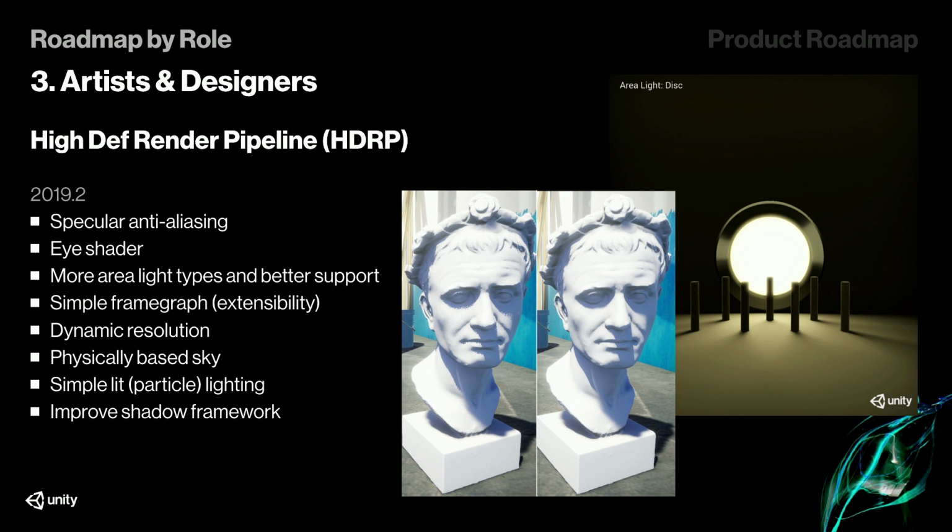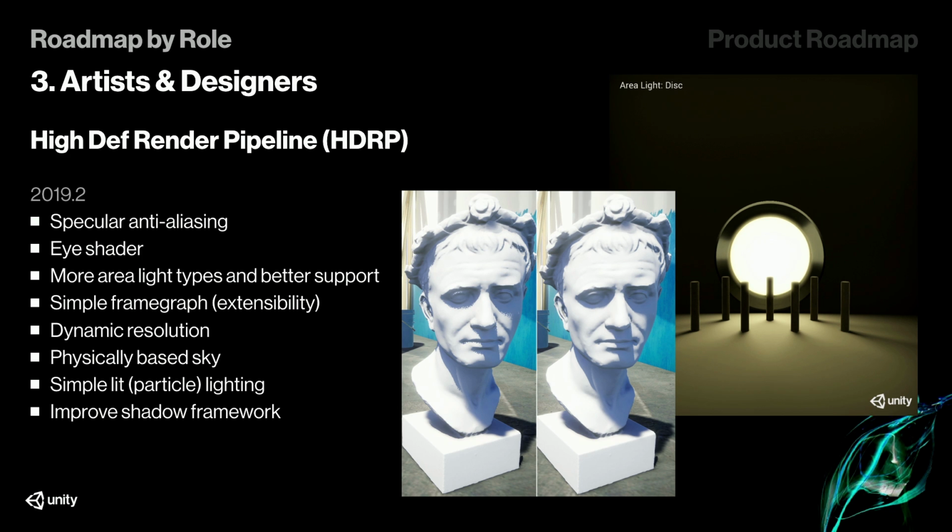In .2, specular anti-aliasing, always good for a better look. We have an eye shader, which is adding to our digital human set. In .1, we had a hair shader, and in 18.3, we had a skin shader. So we're getting a real boy together. We have more area light types and better support. There are now volumetrics for area lights, and the light types are our disk right here, and then sphere on the next slide.